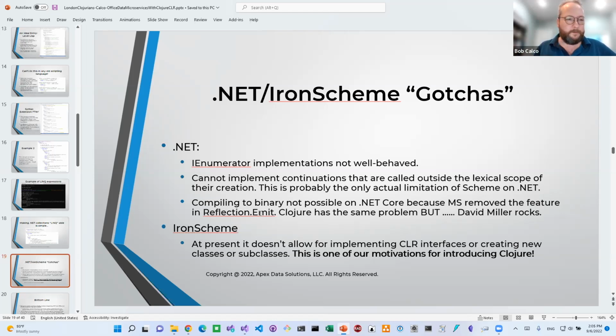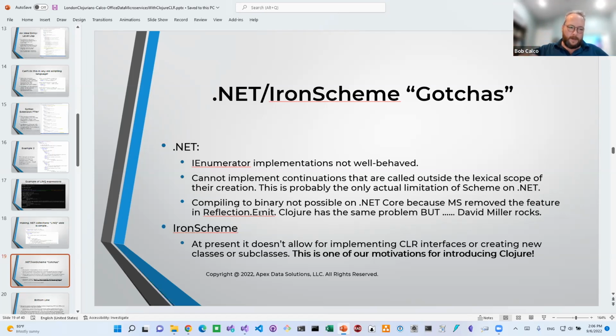This is just a little ping reminder to myself to talk about how cool David Miller is. He's been working on this problem and found a third-party IL generating solution that he has contributed to fix some issues with it to make it usable in Clojure. So the next soon-to-be released version of ClojureCLR will actually have the ability to compile and pre-compile code to binary on non-Windows platforms.